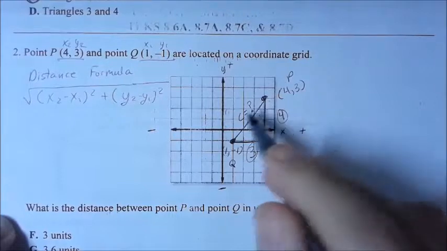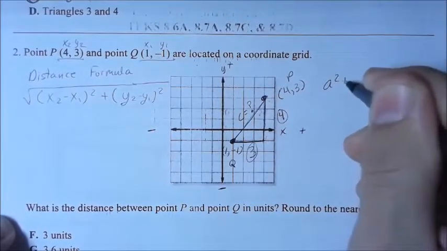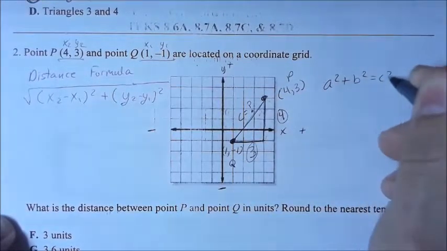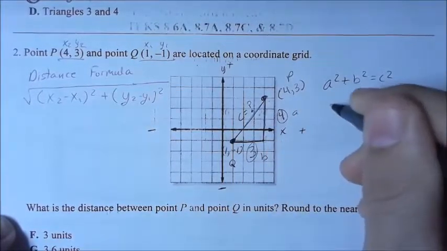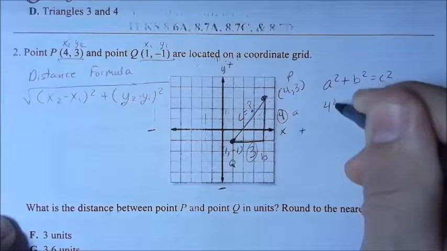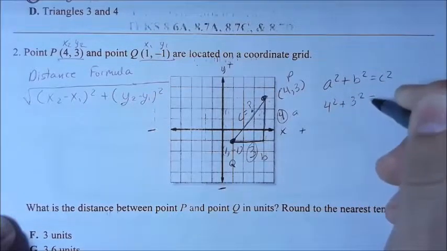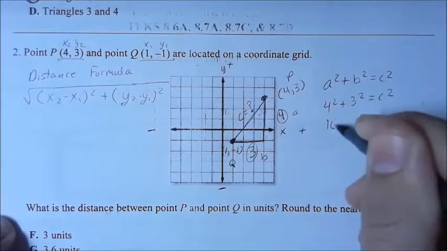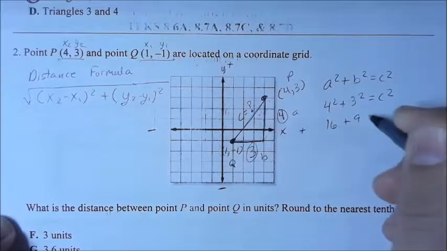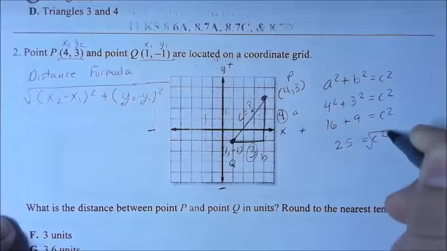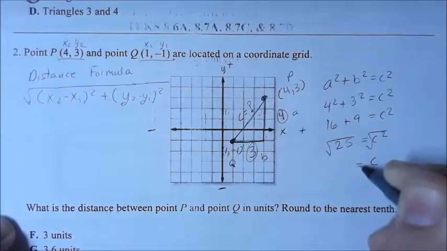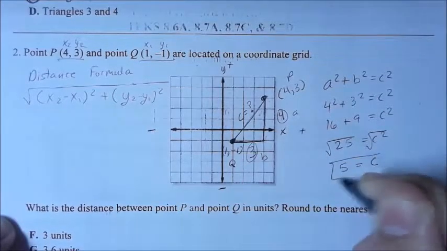So if I'm solving for C, we have a squared plus b squared equals c squared. I'll call this A and I'll call this B. And what we have is 4 squared plus 3 squared is equal to c squared. So that's 16 plus 9 equals c squared. That's 25 is equal to c squared. If we take the square root of it, we have c is equal to 5.